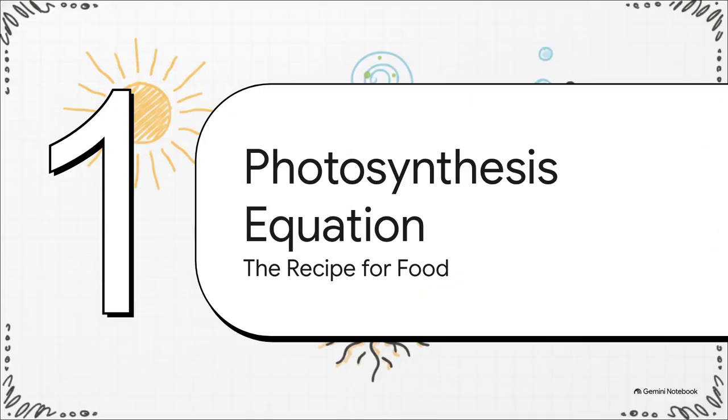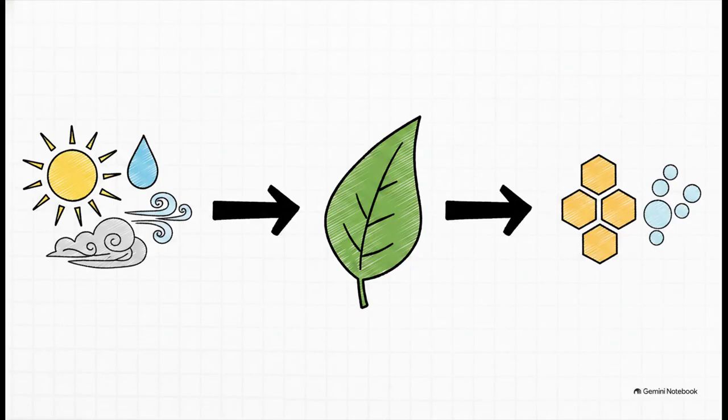Let's shift gears now to Section 3, the photosynthesis equation, basically the ultimate recipe for food. We can actually translate this whole biological process into a simple mathematical formula. First, let's just look at the word equation. It's like baking. We take carbon dioxide from the air, plus water from the soil, plus light energy from the sun. We mix them all together inside our chloroplast, and the plant produces glucose, which is a type of sugar it uses for food, and oxygen as a byproduct.